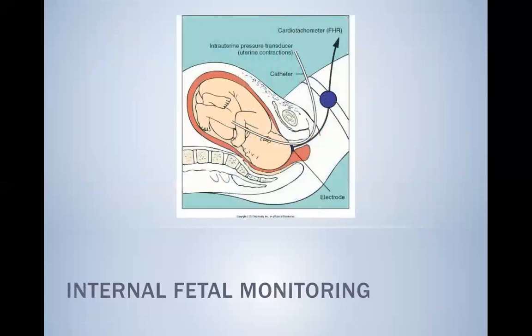And here's a picture of our internal monitors. We have our intrauterine pressure catheter, which goes up into the space with the baby, into the uterus, and it has a little transducer at the end that gives us the actual pressure that's occurring in millimeters of mercury. And then we have the fetal scalp electrode, which is a little electrode that we attach to the baby's head.